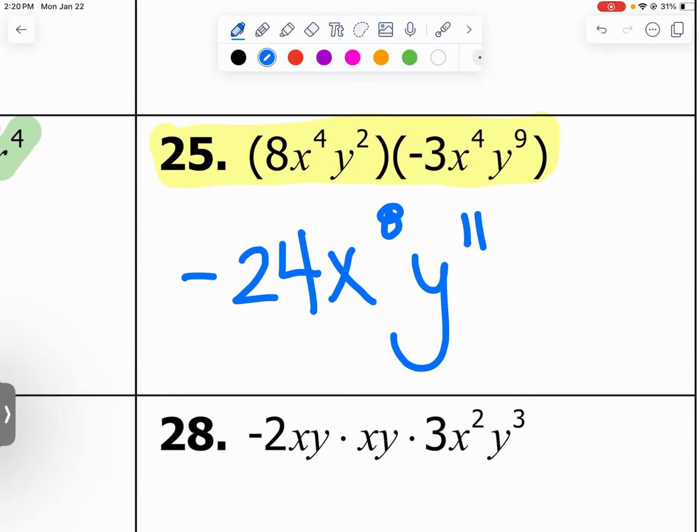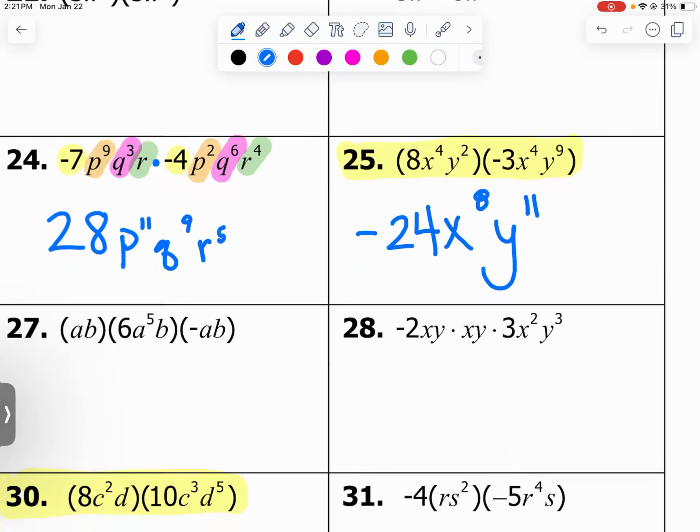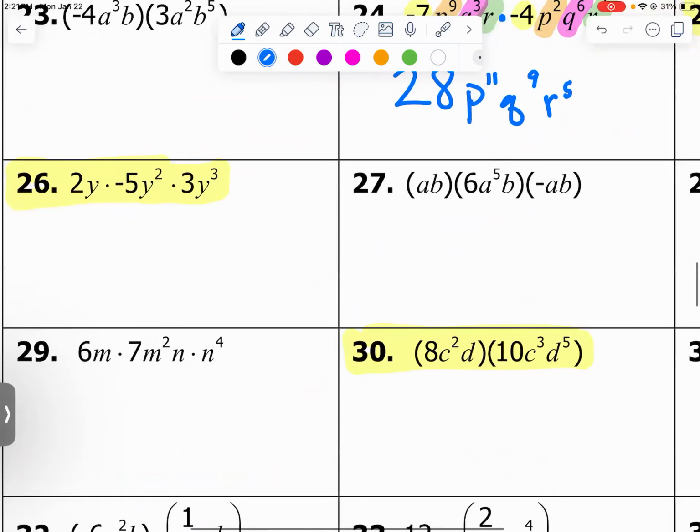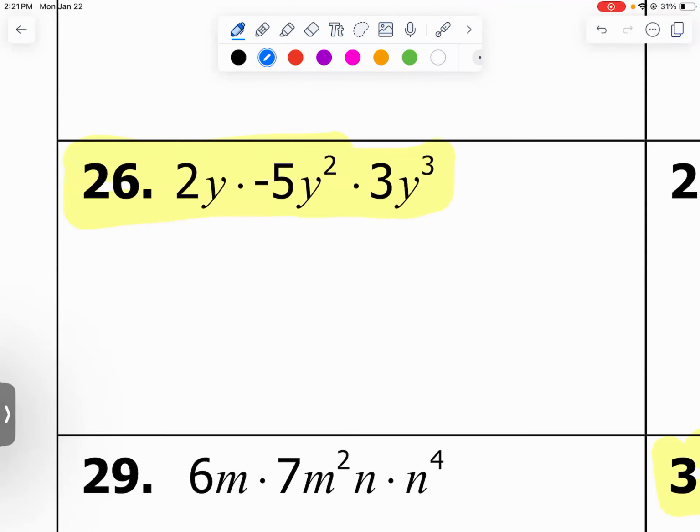Here's your PSA, right? So I can read it. Public service announcement. So 8 times negative 3 is negative 24. X to the 4th times x to the 4th gives us x to the 8th. Y squared times y to the 9th is y to the 11th. Amazing. Number 26. Reese, what'd you get for that one?